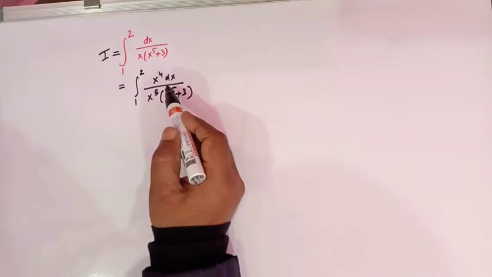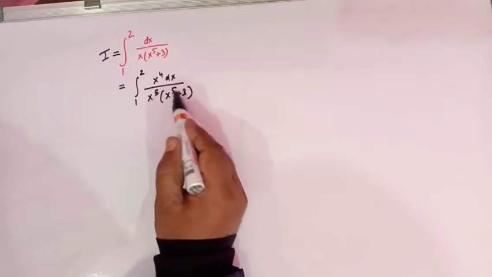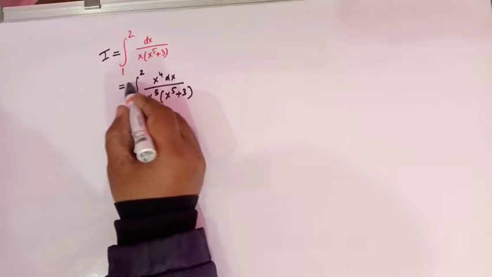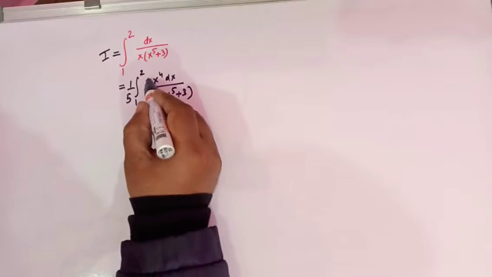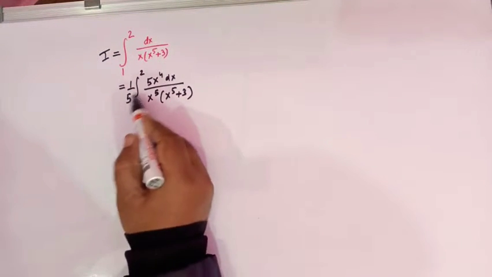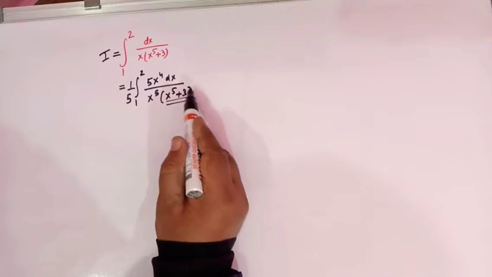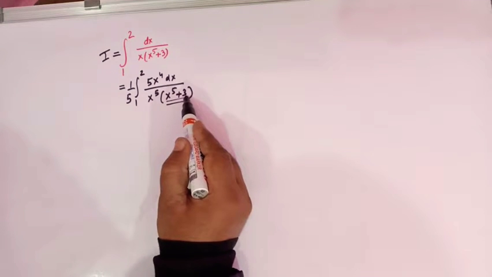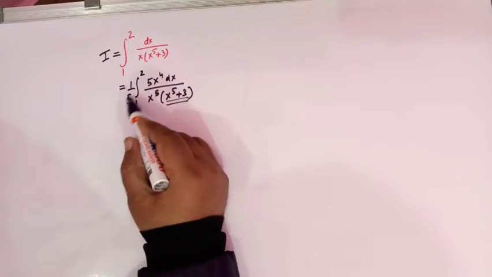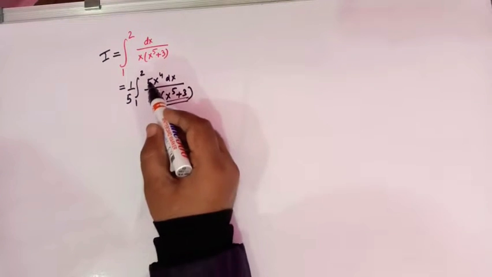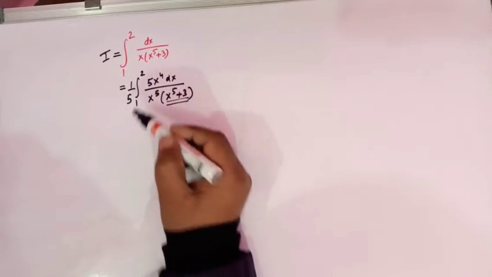Why? Because the derivative of x raised to 5 is 5 times x raised to 4. Now if I write 1 over 5 here, and multiply the numerator by 5, then we see that the derivative of x raised to 5 plus 3 is in the numerator. So this is how we do this manipulation in this function.